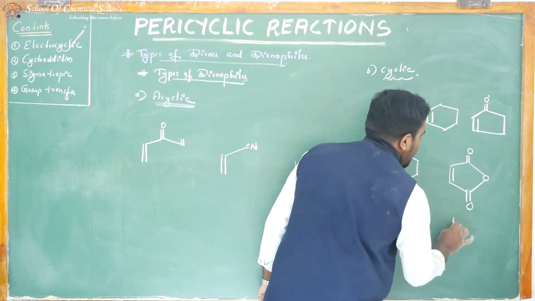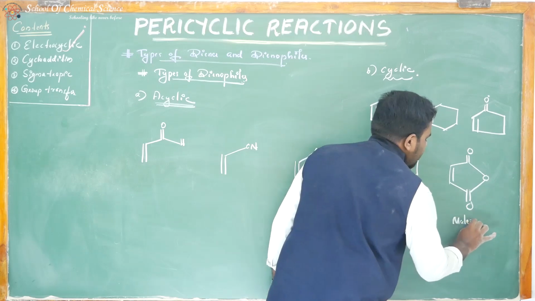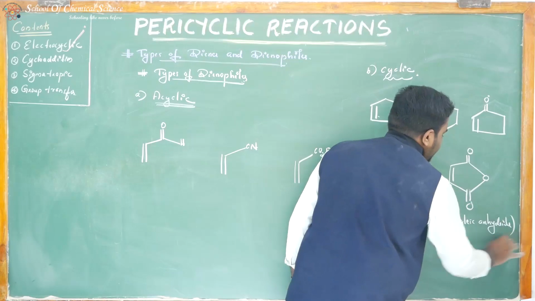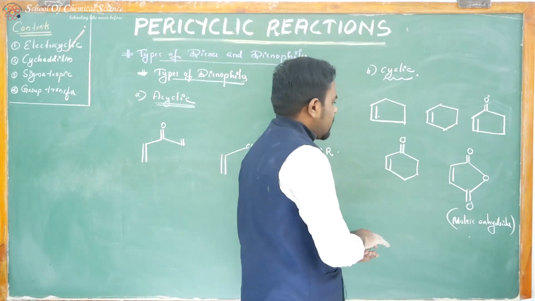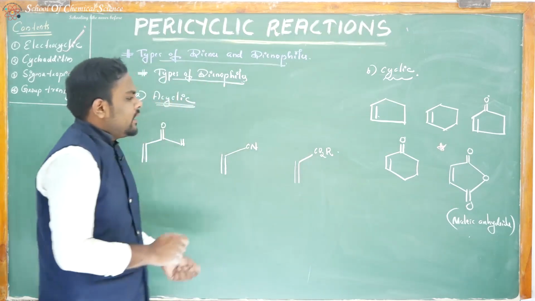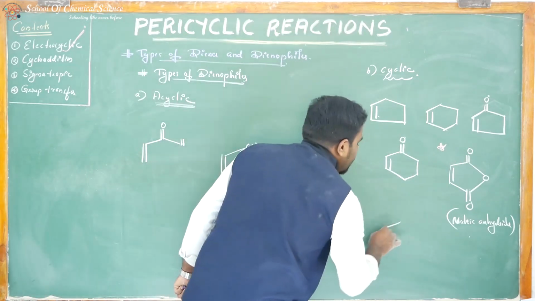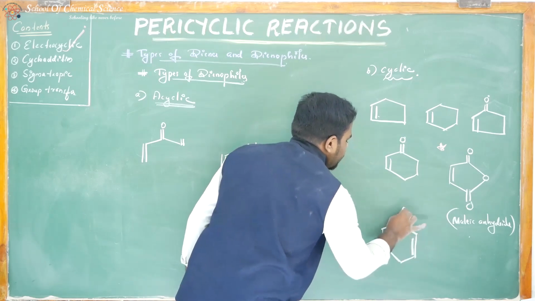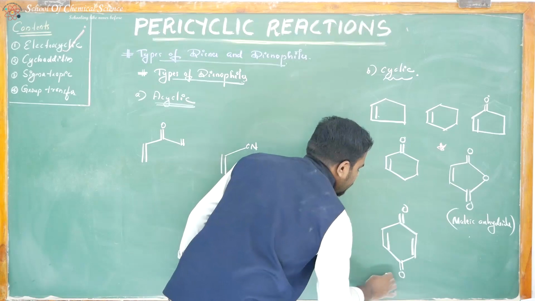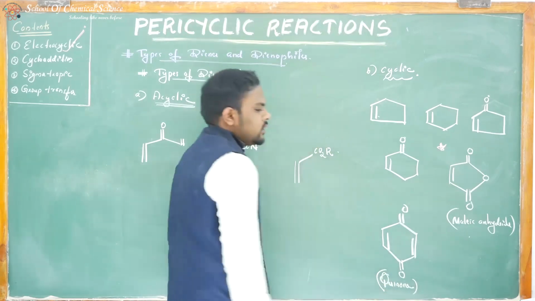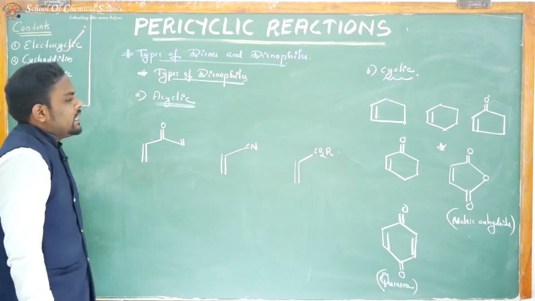Then the most important one is called maleic anhydride. Very, very important. Give a star mark. Maleic anhydride. Then another example, quinone.